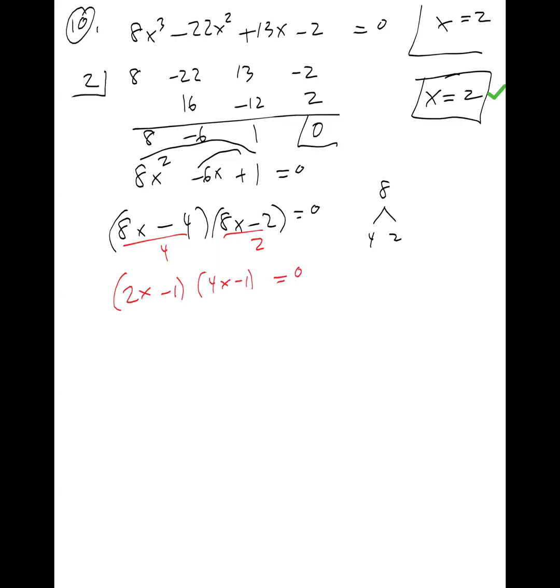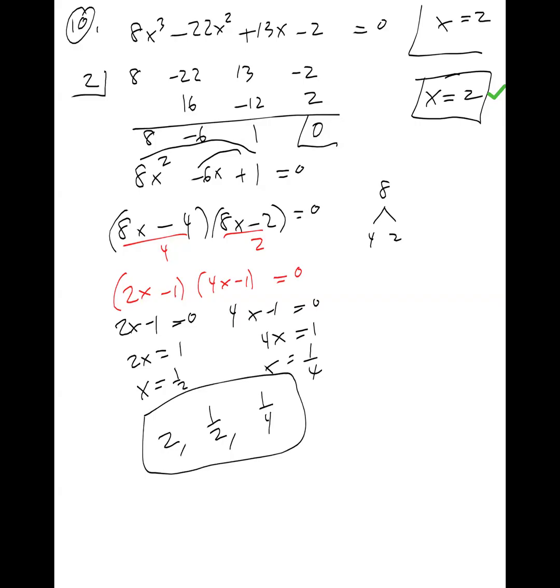Set each of these factors equal to 0. And then you get 2x equals 1 and 4x equals 1. Divide by 2 and you get x equals 1/2 and x equals 1/4. So there's 3 solutions in the solution set: 2, 1/2, and 1/4. All 3 of those are the answers. Okay, then number 11.